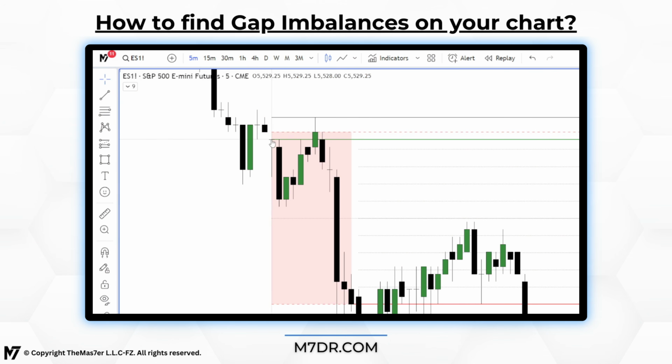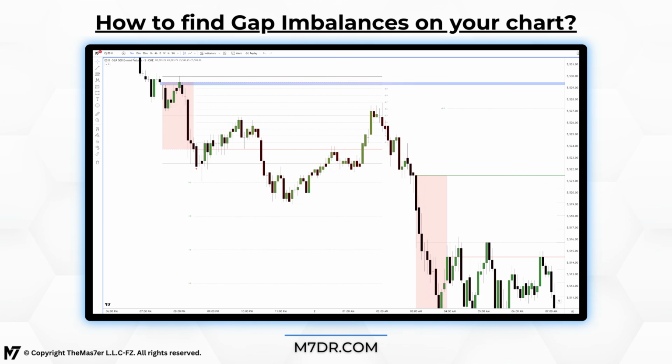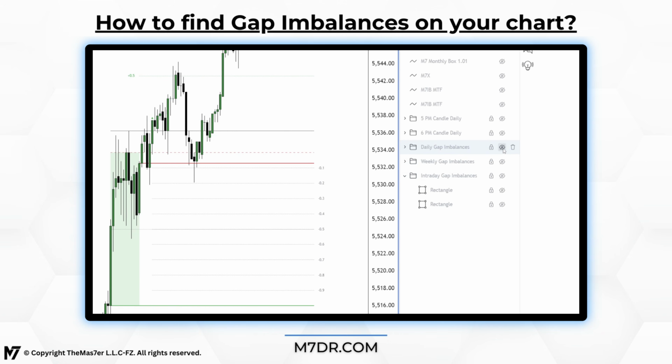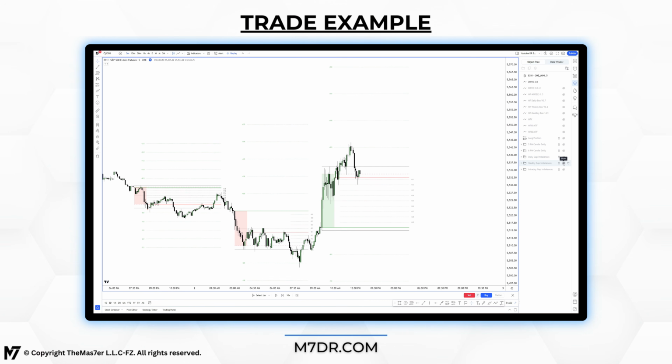Now with the intraday gap imbalances, once there is a notable price difference or a gap between two candles, you check if the first candle's closing price is equal to the candle's high or low, depending on if it's a gap imbalance to the upside or downside, and highlight that as well. You can also organize them in your object tree, making it easier for you to enable or disable your gap imbalances whenever needed.